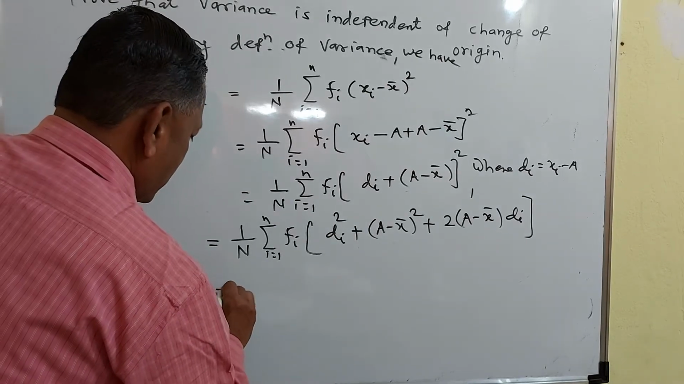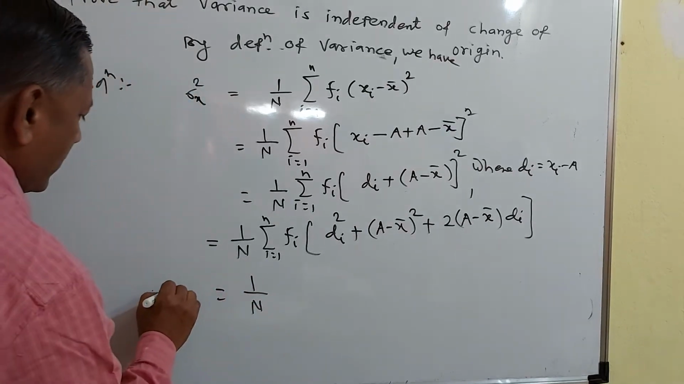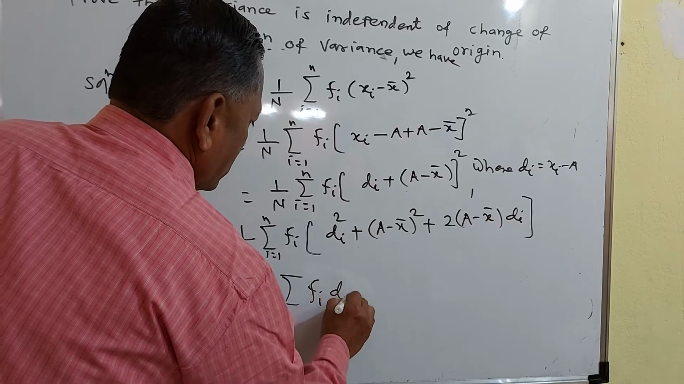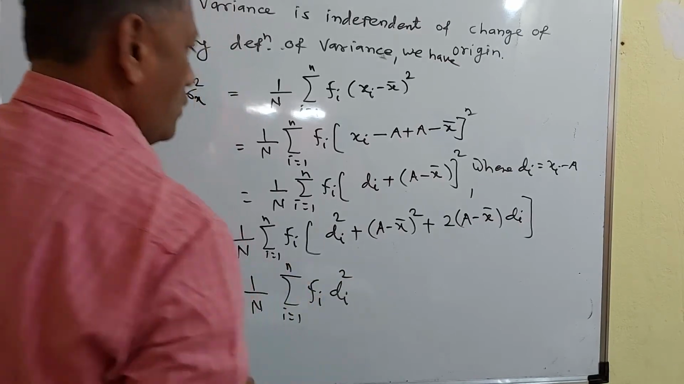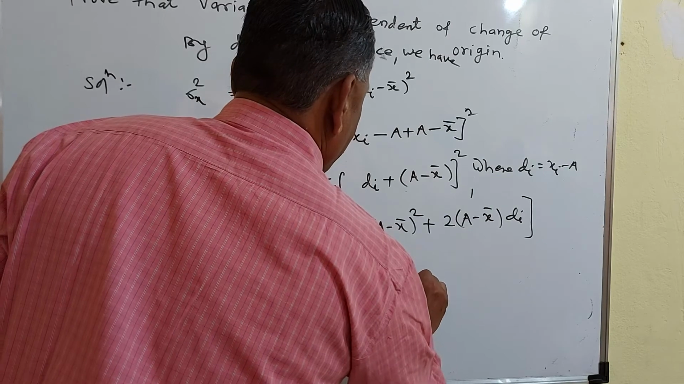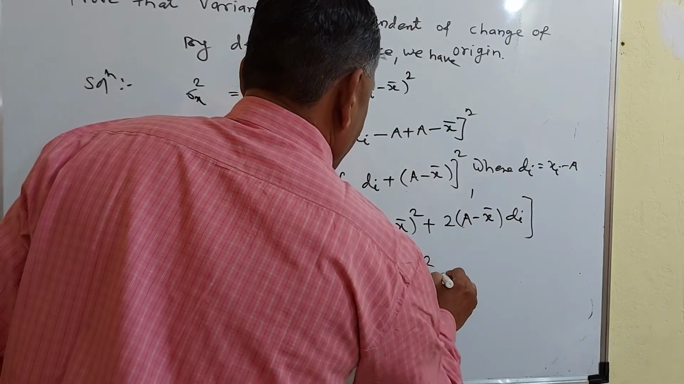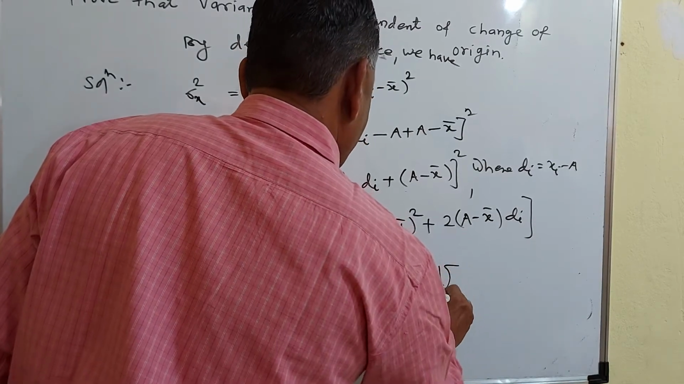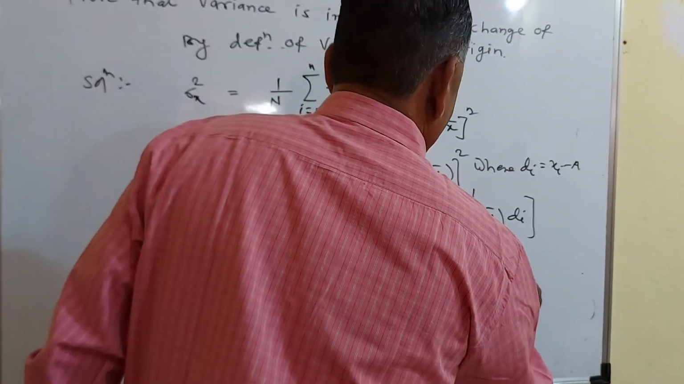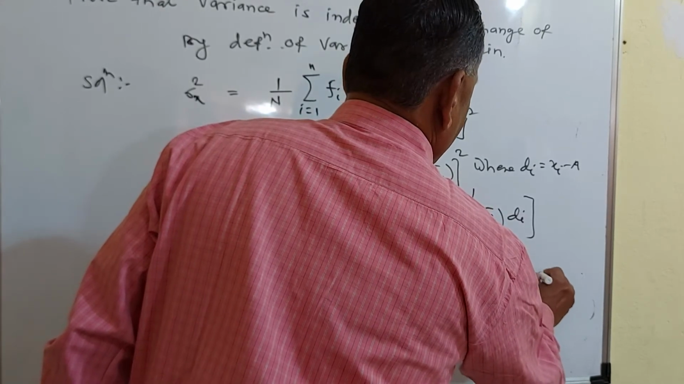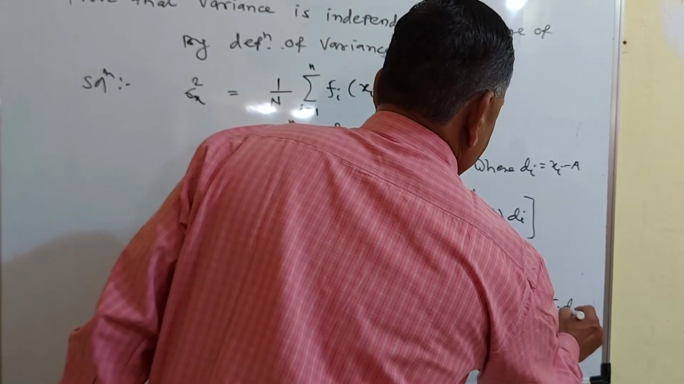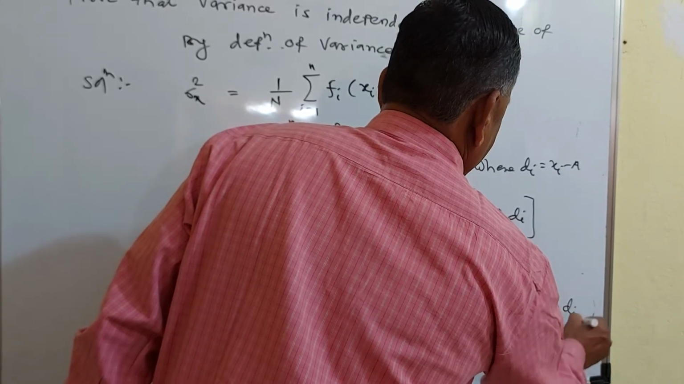Then by properties of summation, sigma x square is equal to 1 upon n summation of fi into di square, i going from 1 to n, then plus a minus x bar, which is a constant term, a minus x bar square, into 1 upon n summation of fi, and you know that summation of fi is the capital N, plus 2 into a minus x bar, which is constant, into 1 upon n summation of fi di, i going from 1 to n.